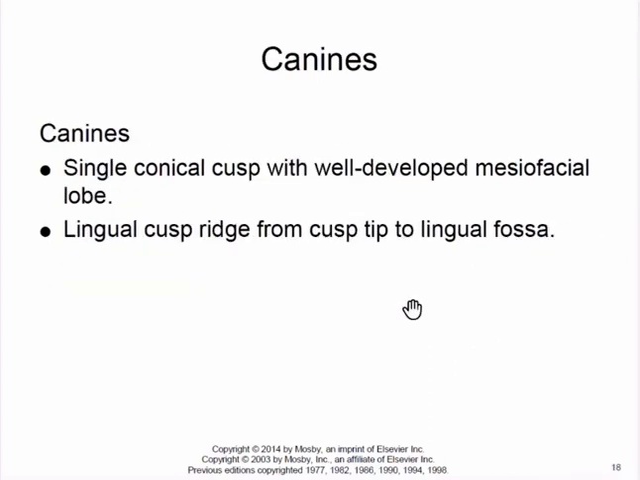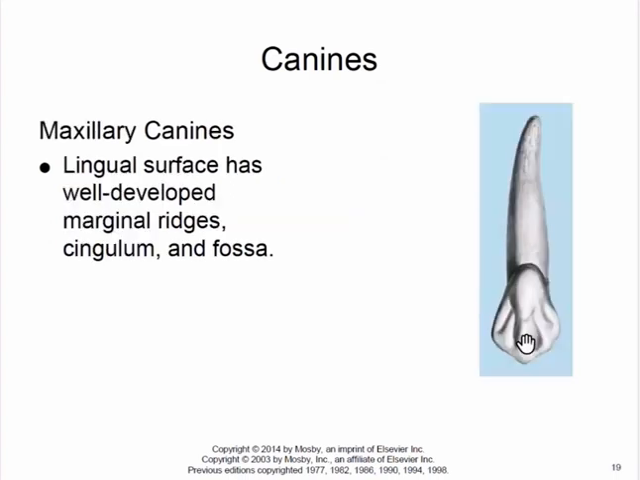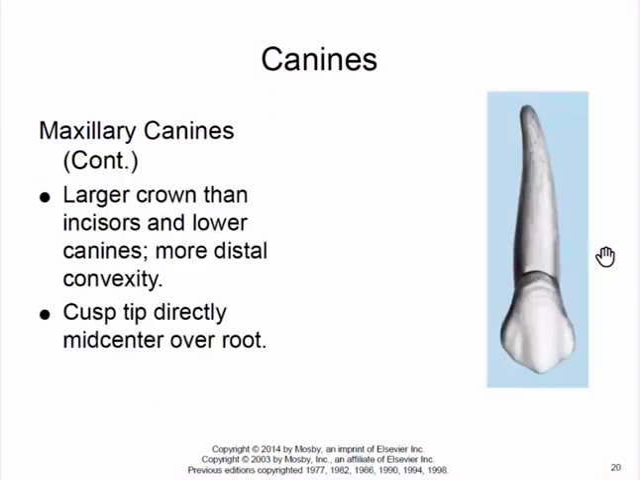Canines, going from incisors to canines, they will have a lingual fossa and a lingual cusp ridge. This is different. Here is the lingual cusp ridge. You will have very well-developed marginal ridges and a very well-developed cingulum. As we go to the canine, this is the longest tooth in root. It also has what we call the distal convexity, with a mesial concavity and a distal concavity.